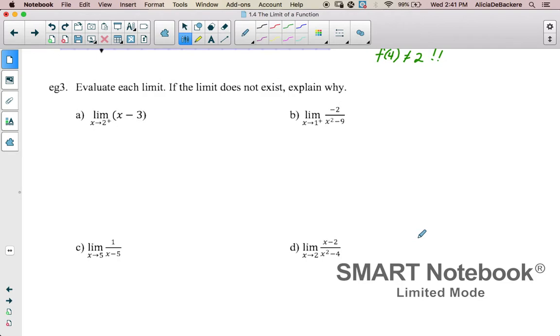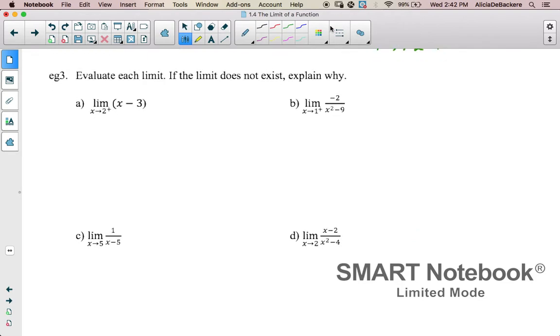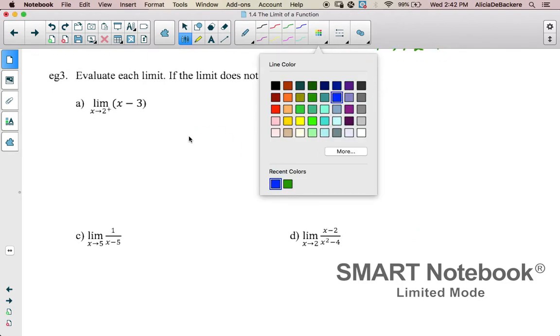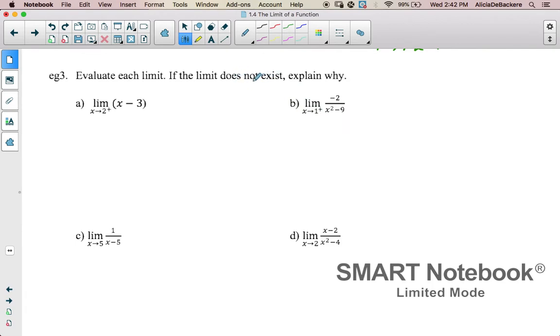All right, in our next example, we're just looking at some algebra, and we're going to evaluate some of these limits. If the limit doesn't exist, we're going to have to explain why we know that. Okay, so first thing we're doing is taking the limit of the line x minus 3 as x approaches 2 from the right.